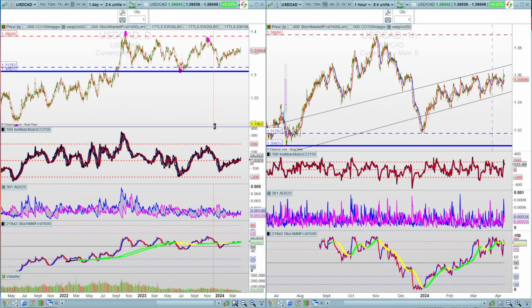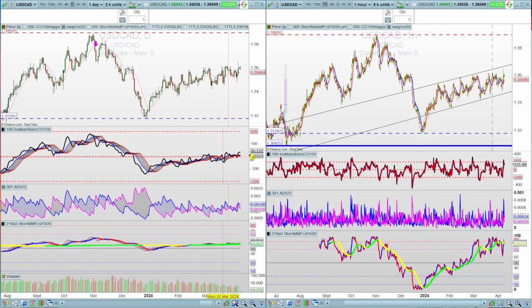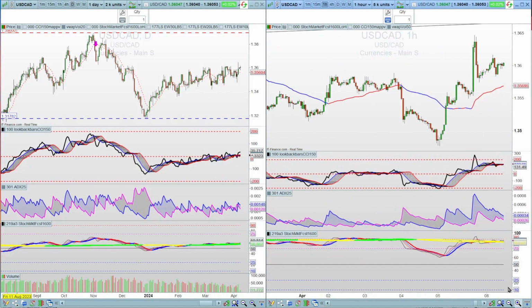On the daily, if I zoom in first off, you can see there it's broken above the moving average band of the CCI 150. And on the hourly, that's pretty much neutral at the moment, so just be careful about going long. And again, applying the same principles to trading using the monthly, weekly and daily trends and trend in that direction on the smaller time frames.